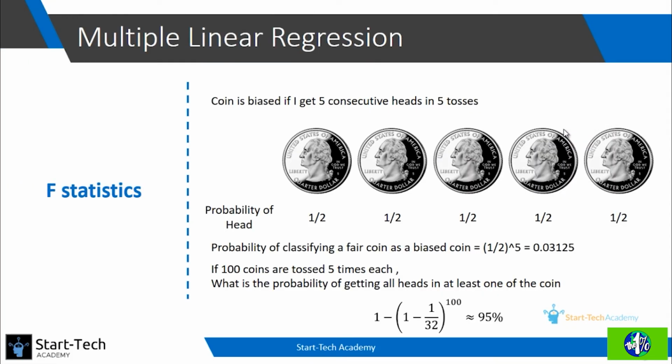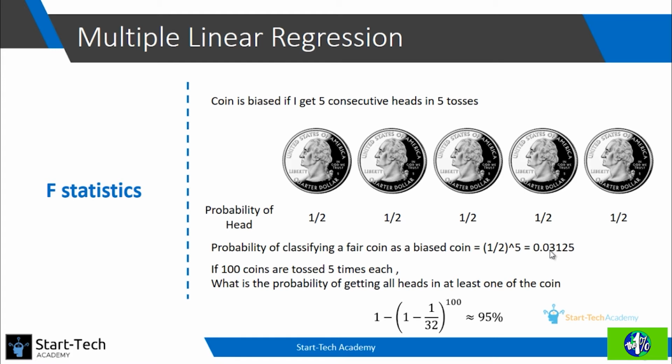Suppose I toss a coin 5 times and I say that if I get 5 heads in a row, I will term that coin as a biased coin. Now, if this is my criteria, what is the probability that I will classify a fair coin as a biased coin? The probability of head in one toss is half. So half into half into half into half into half, 5 times. It is half raised to power 5, which comes out to be 0.03125. This means that there is nearly 3% chance that I will wrongly classify a fair coin as a biased coin.